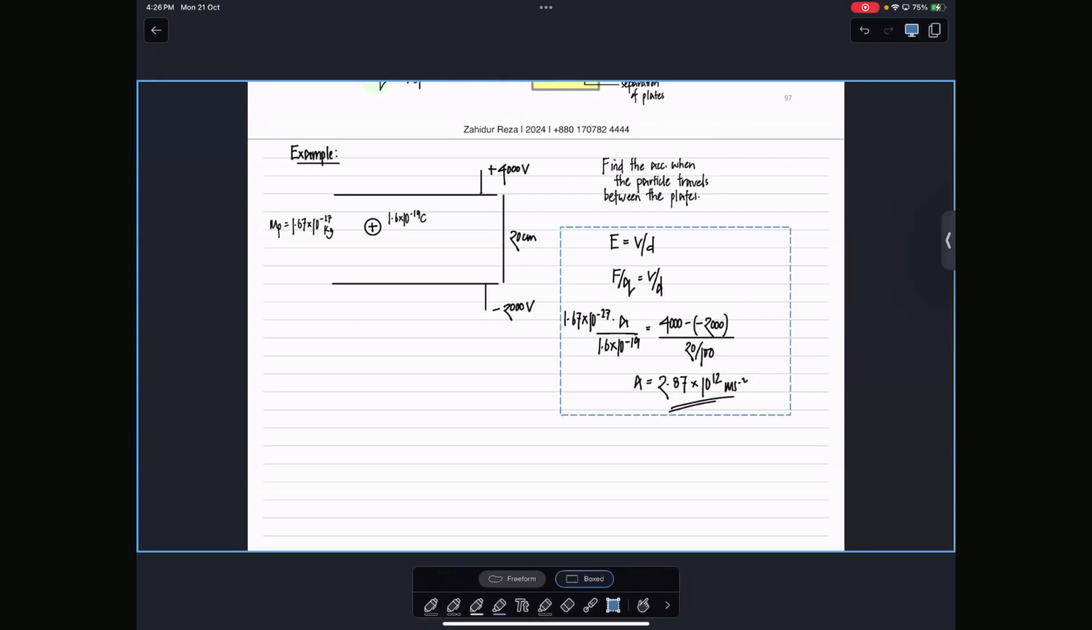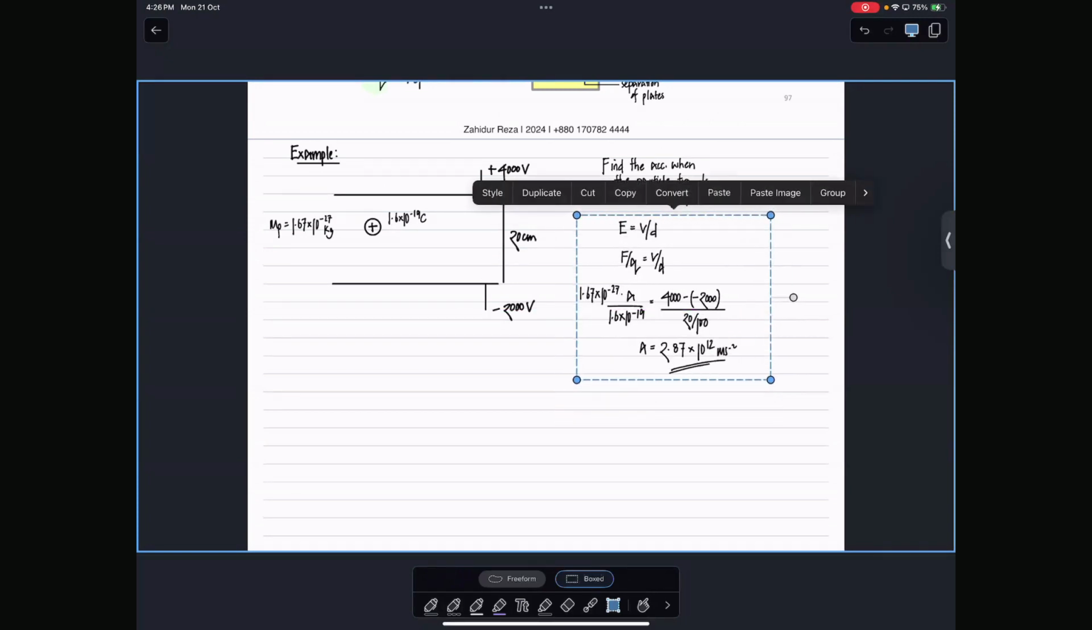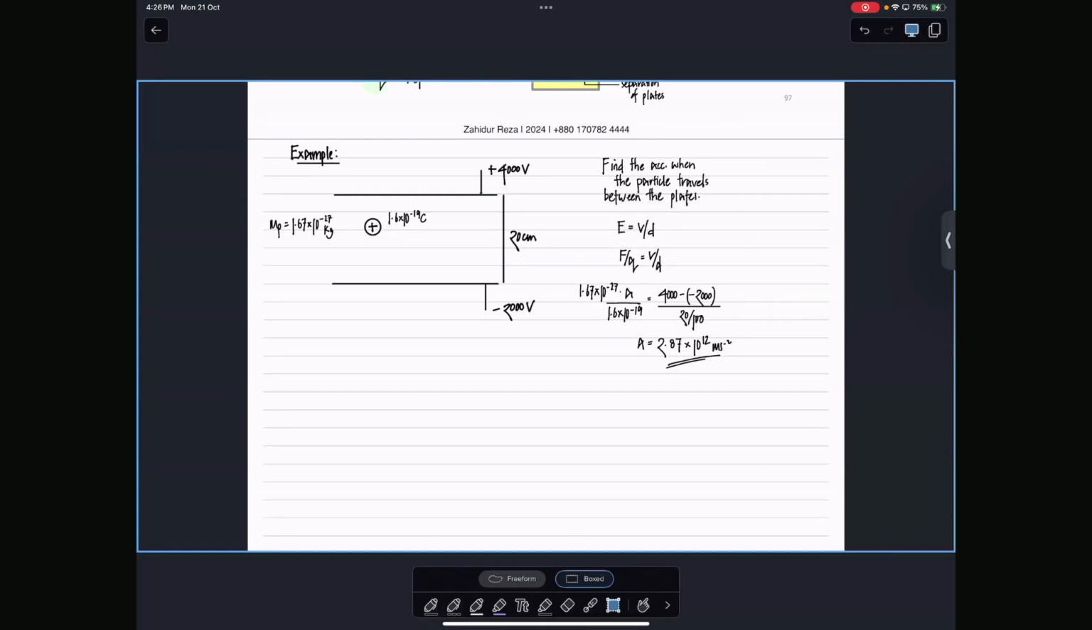This would be like a start to a question, or a uniform field issue where they'll ask you acceleration, and then it can become a projectile question. It could become like a mechanics question.